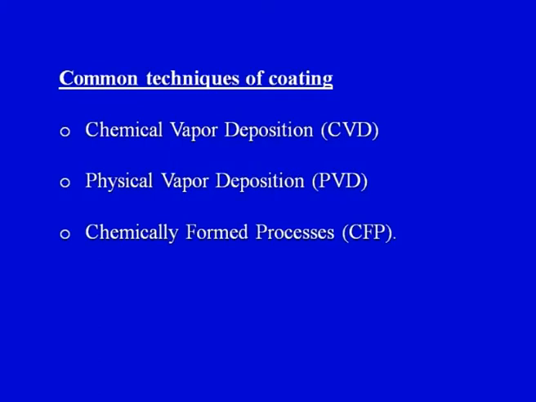So, there are a number of techniques which are used for coating. Ceramic coatings can be put in a number of ways, but chemical vapor deposition is important. Otherwise, we can go for chemically formed processes or physical vapor deposition, but we are going to discuss chemical vapor deposition, which is one of the important techniques of depositing the ceramic coating on the substrate. The substrate material and the coating material can be different, but basically we would like to understand how a ceramic coating can be put on top of a substrate. The principle is simple.